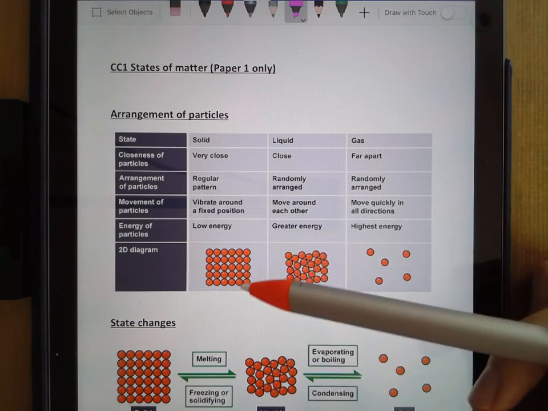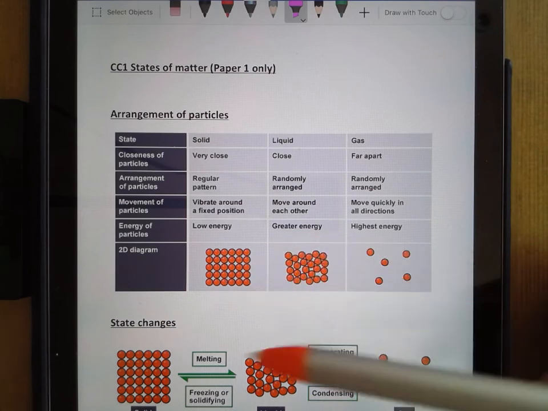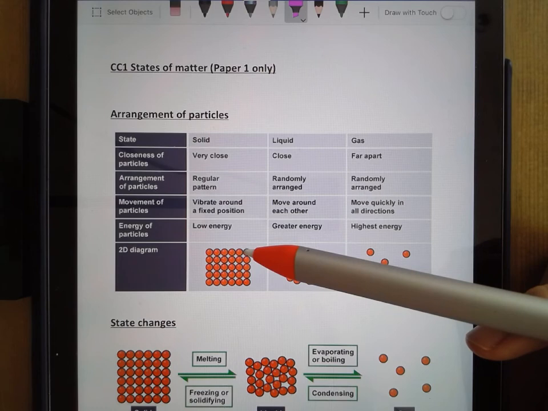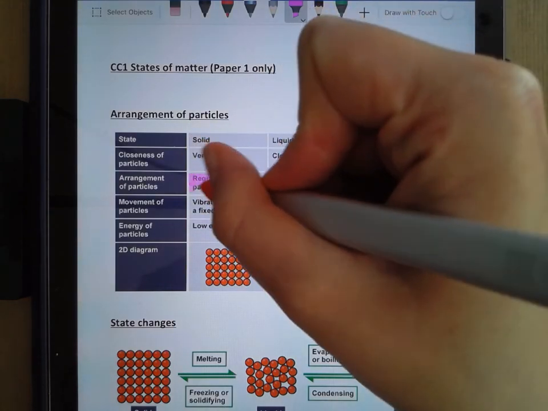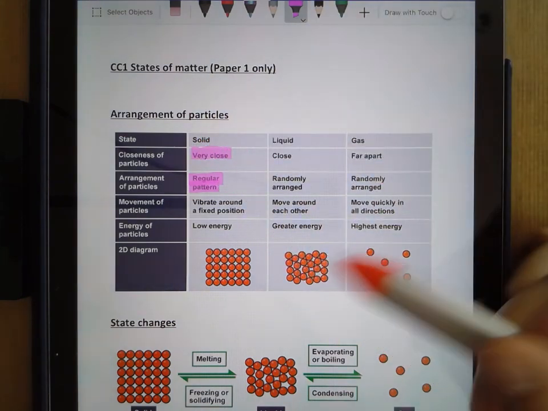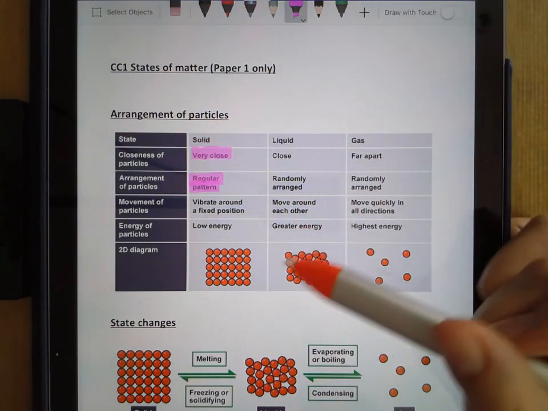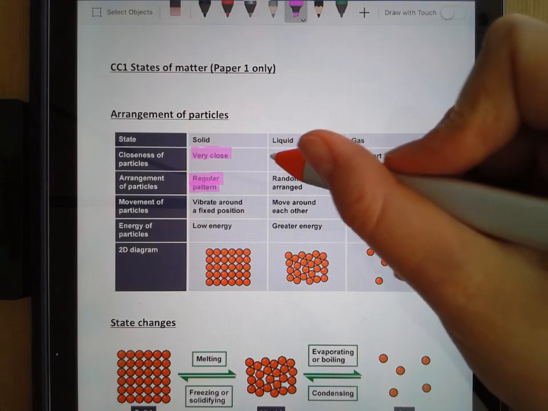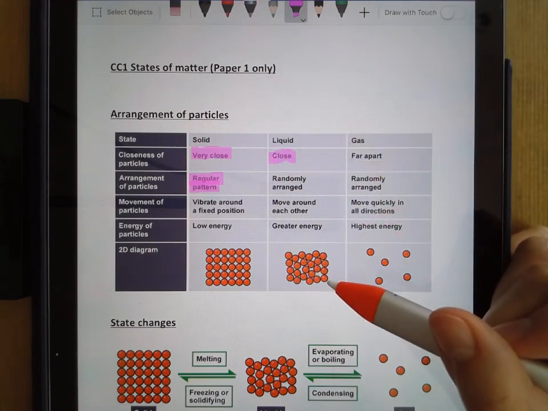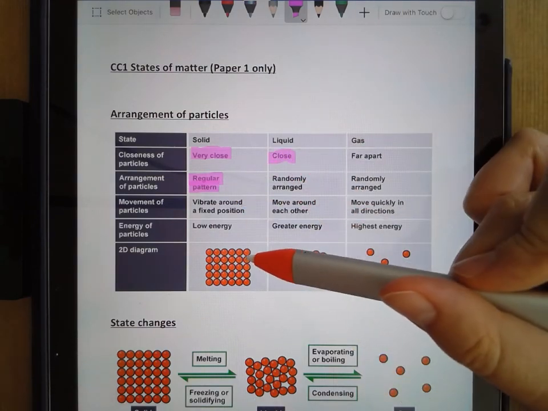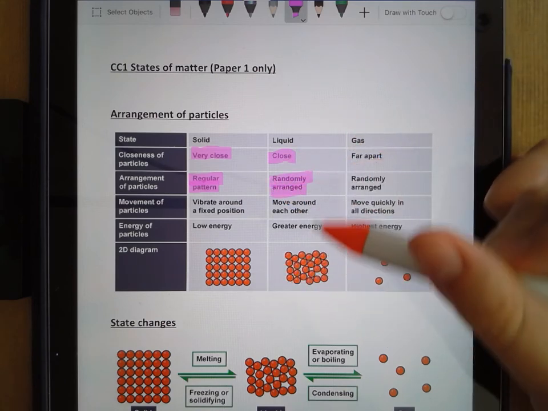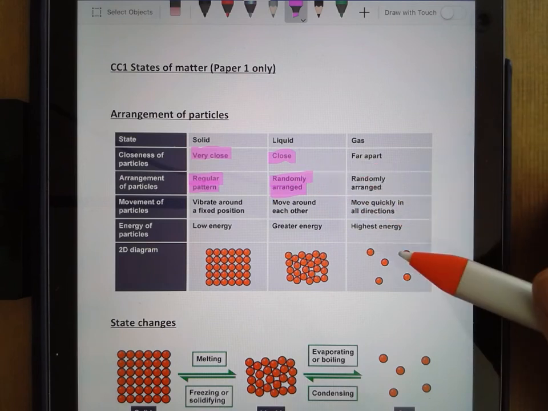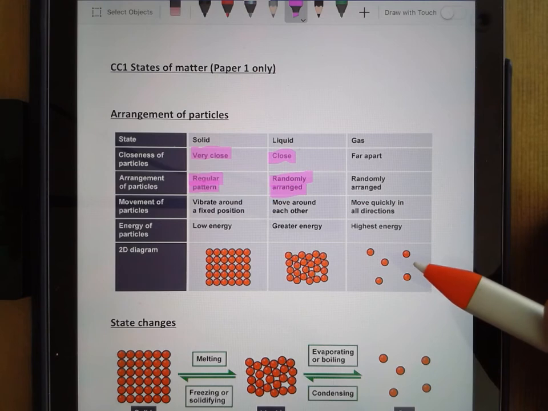Okay, so from just drawing this diagram, and you should all be comfortable with drawing these diagrams, you can see that the particles in a solid are in a fixed position, or regular pattern, and that they're all very close together. If you look at a liquid from this diagram, you can say that the particles are still close. They are all still touching each other, but instead of being in a regular pattern of neat rows, they are now randomly arranged. And in a gas, you can see that the particles are really, really far apart and they're randomly arranged.